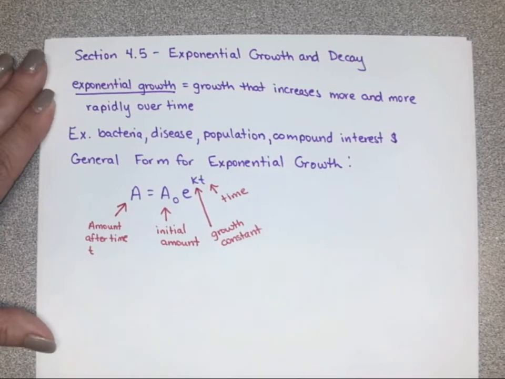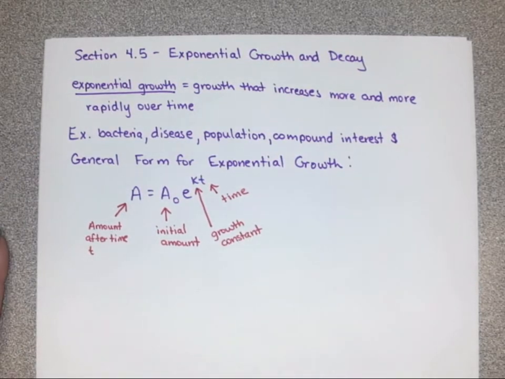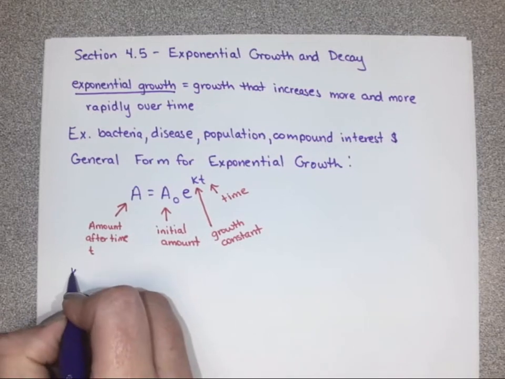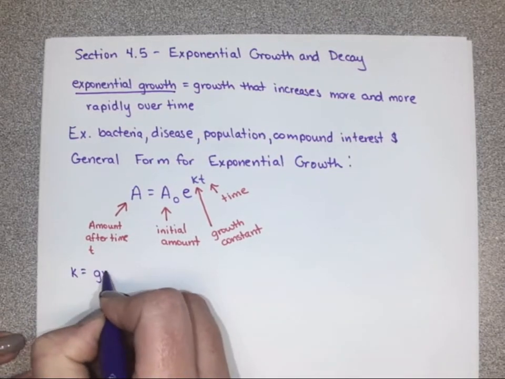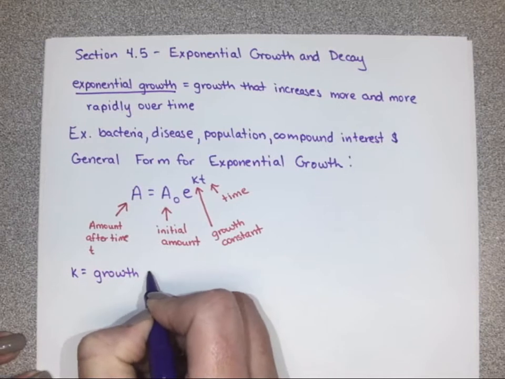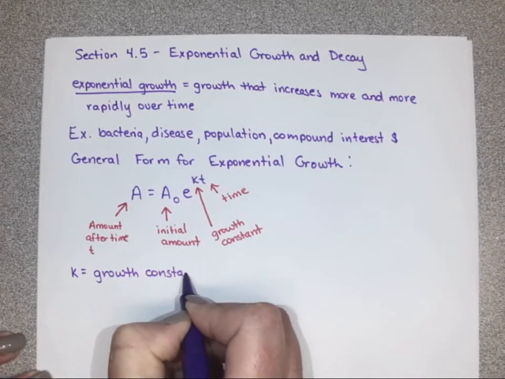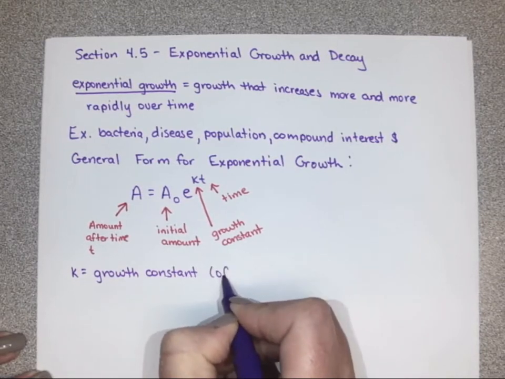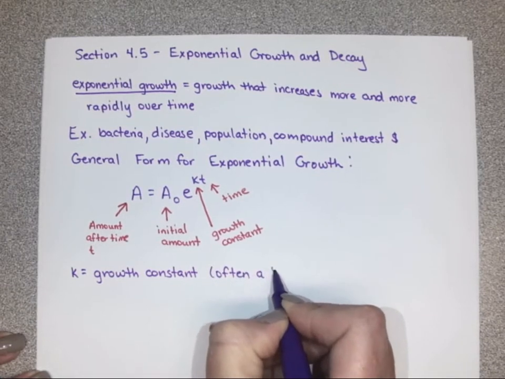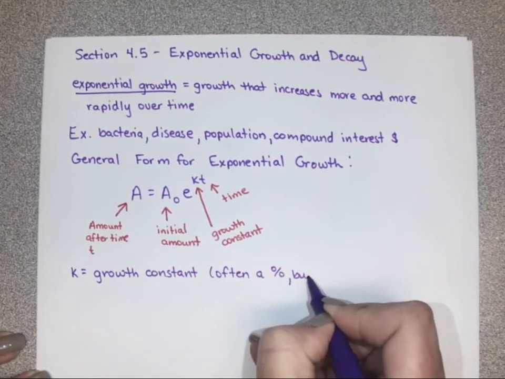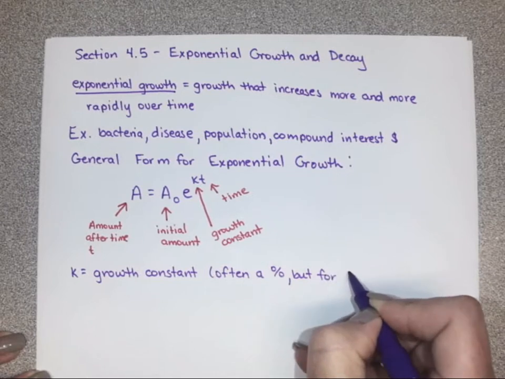Do you notice that this looks awfully close to the PERT formula that we did before when we talked about money? It's just that we're using different letters. P was the starting dollar amount, r was the interest rate instead of k, and then t was the time. So the biggest thing is you need to pay attention to k. K is the growth constant. It's often a percentage when you're describing it, but for the formula, change it to a decimal.